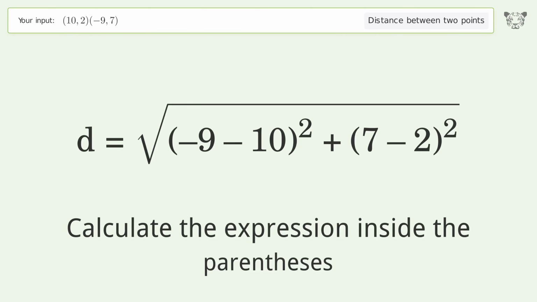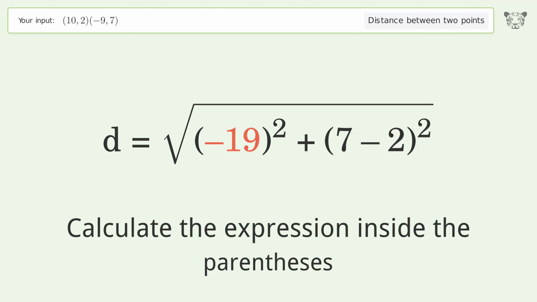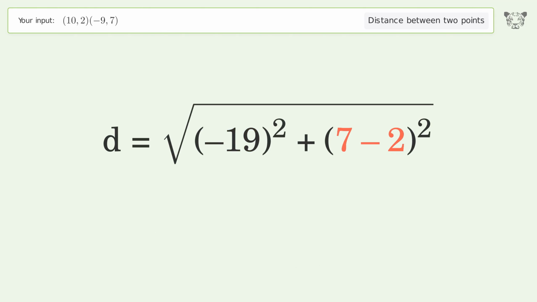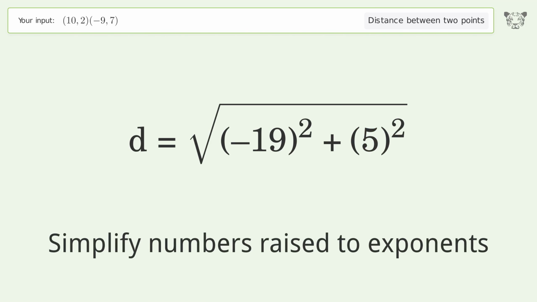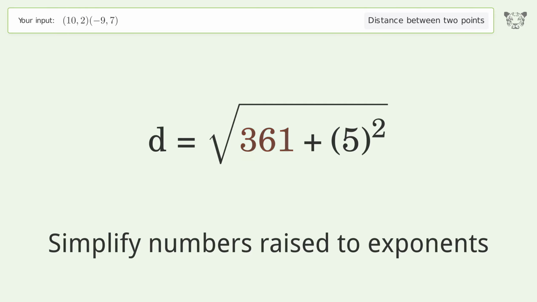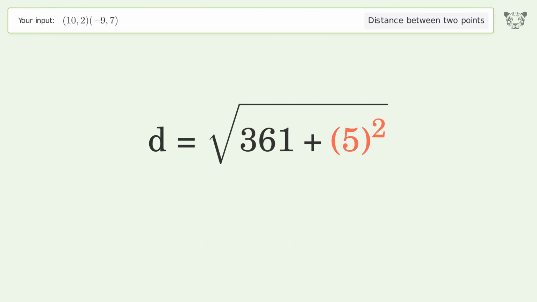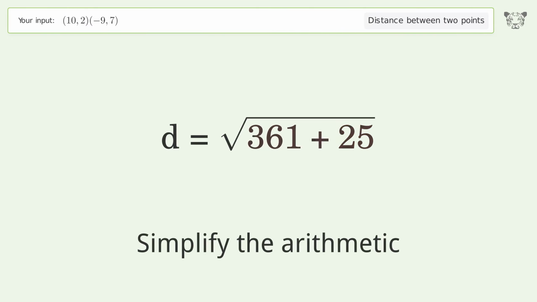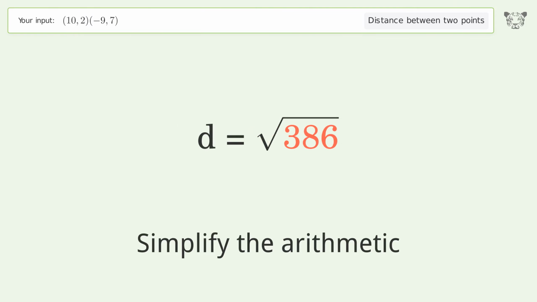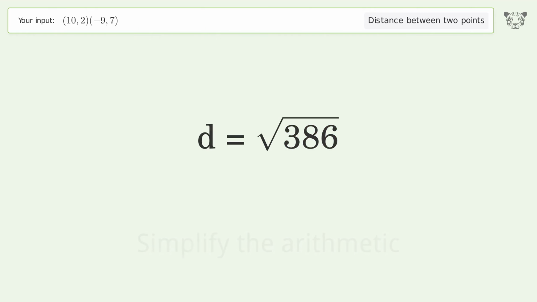Calculate the expression inside the parentheses. Simplify numbers raised to exponents. Simplify the arithmetic. And so the distance between the 2 points is the square root of 386, or 19.647.